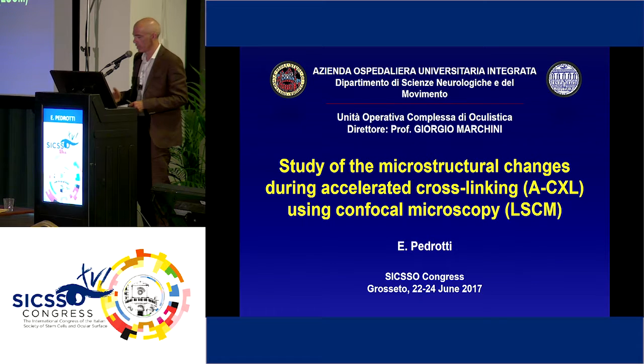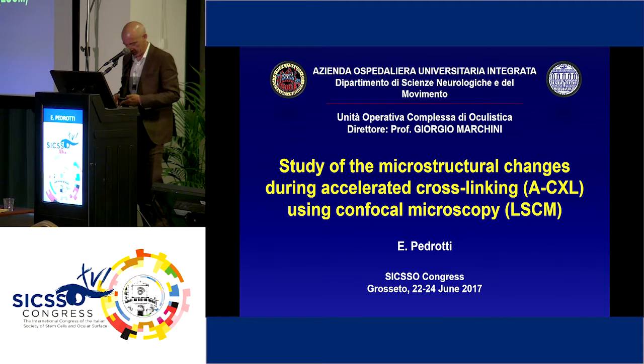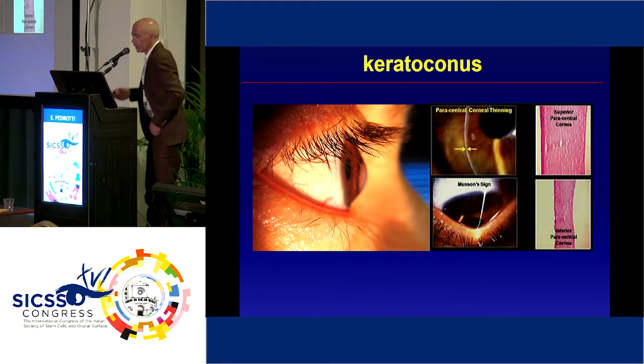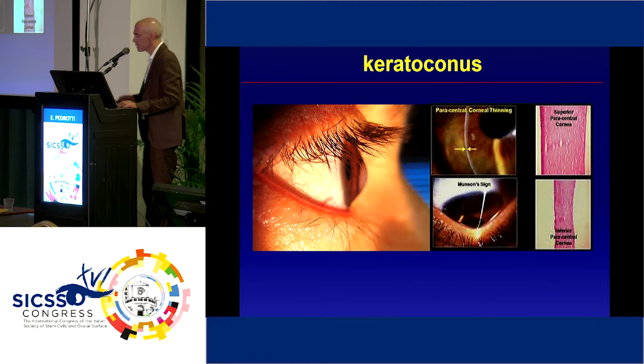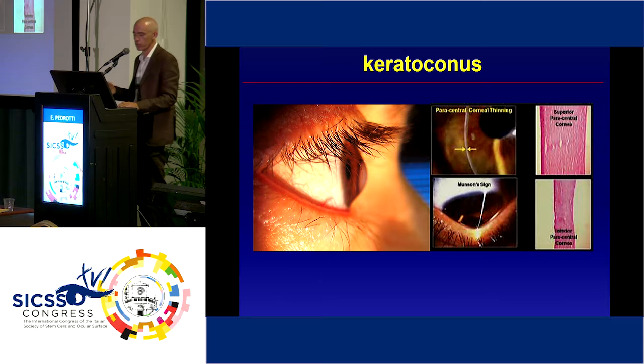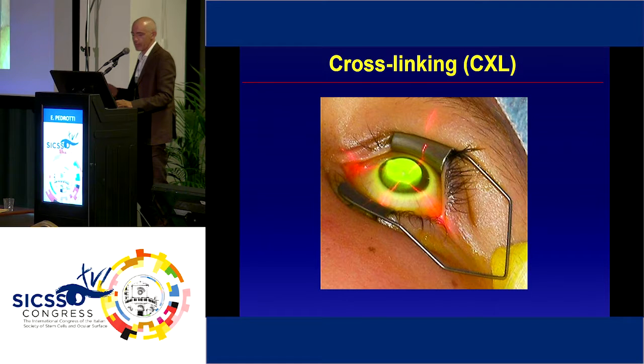Let's see what happens during cross-linking. Let's have a look at the cornea microstructural changes during cross-linking by means of confocal microscopy. We know that there are many indications for cross-linking. In order to get rid of any bias, we're only focusing on keratoconus. This is an accelerated cross-linking.